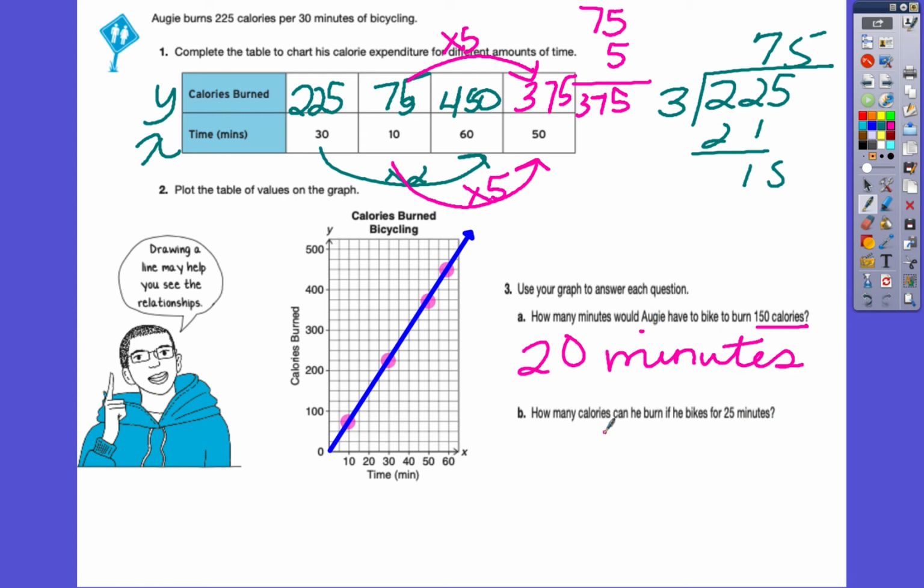Now the next one says, how many calories can he burn if he bikes for 25 minutes? So we're going to go between 20 and 30, come straight up and go over, and you will see that he burns 200 calories in 25 minutes.